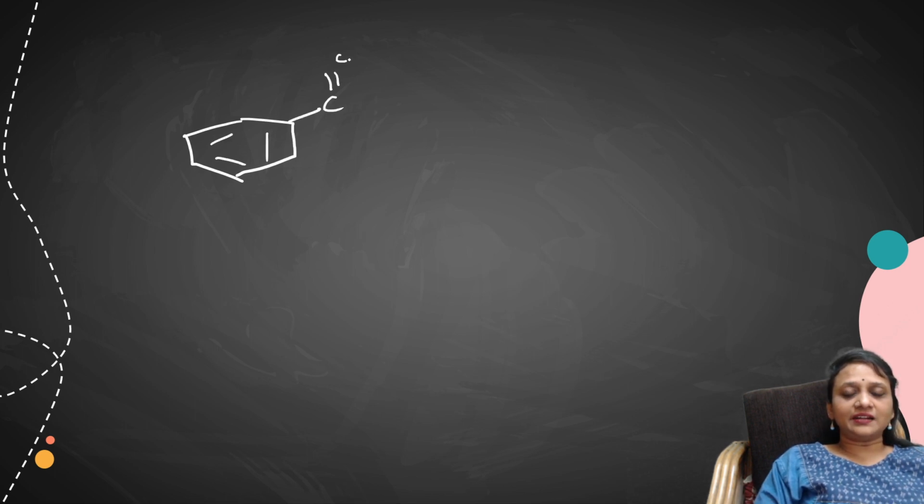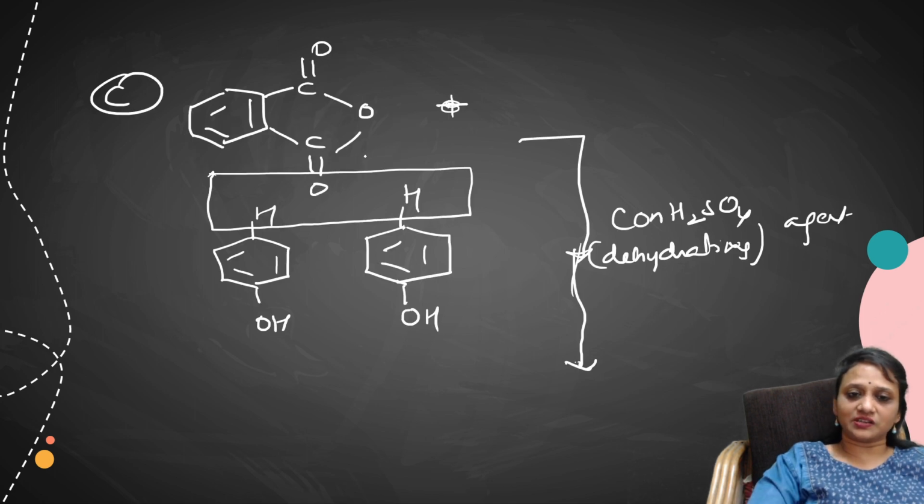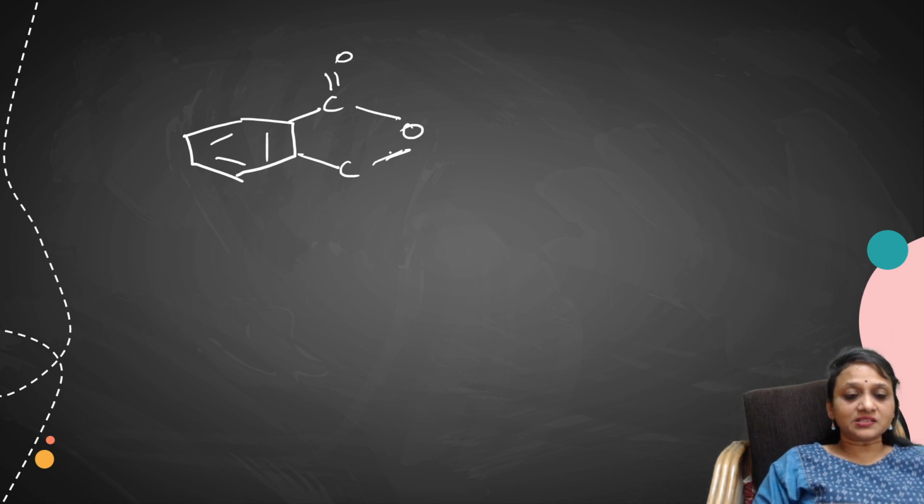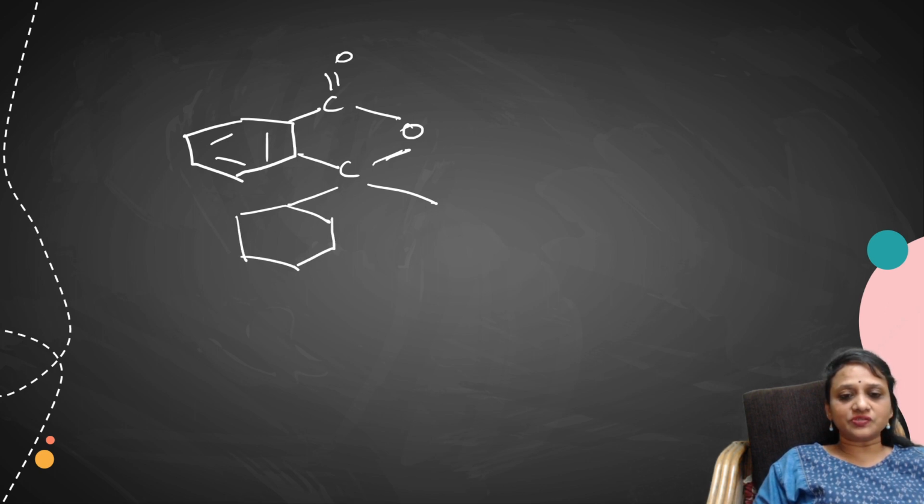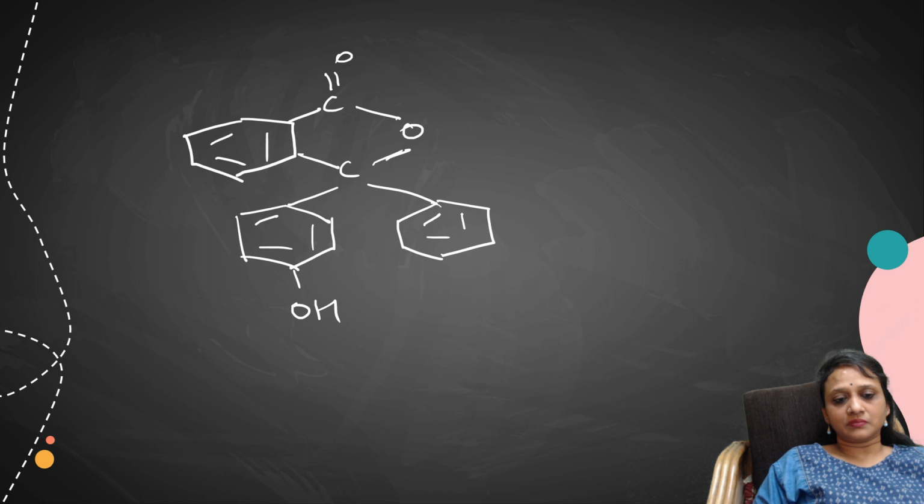In the phthalic anhydride, the C double bond O, oxygen is there, and that carbon is there. See here, this carbon is still there. Only oxygen has gone. This carbon is going to join with two rings. The phenol rings are there, isn't it? Yes, those phenol rings. Plus the water molecule is already out.